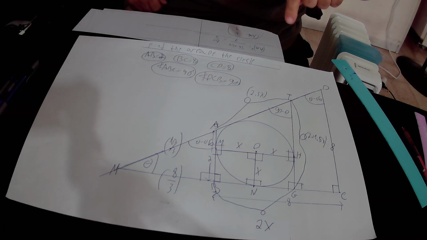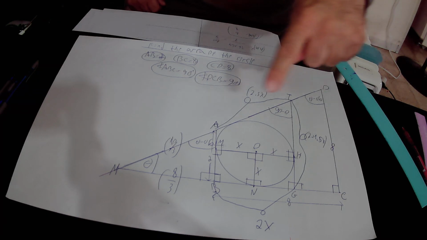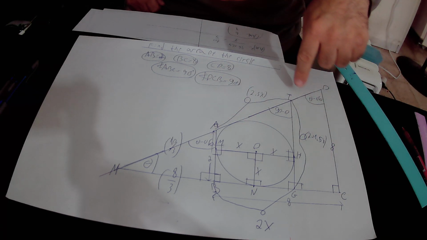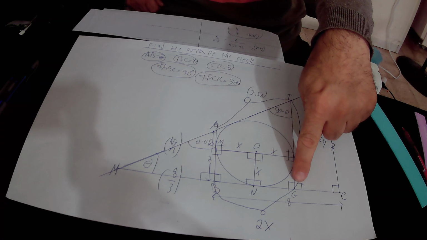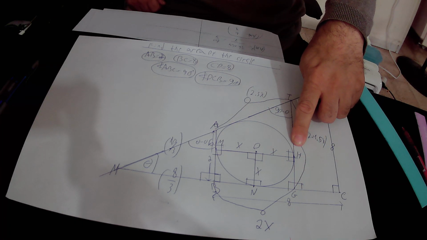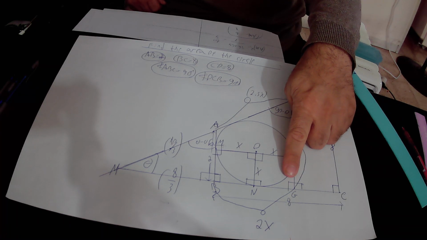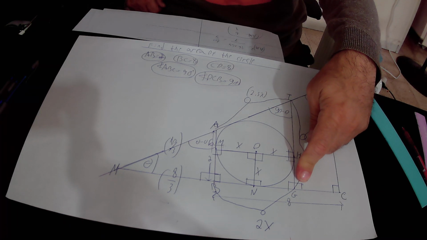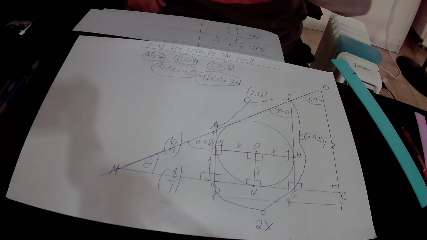Okay, then we did the construction. On BC, we draw a perpendicular in such a way that it will also be tangent to the circle. So this angle equals 90 degrees and this angle equals 90 degrees according to our construction.